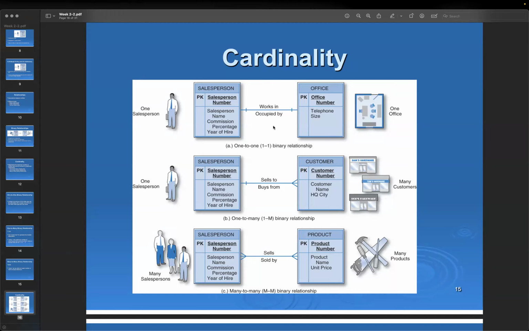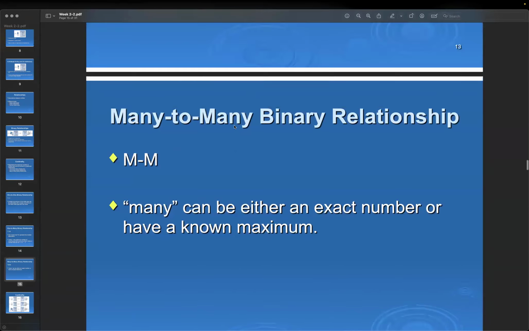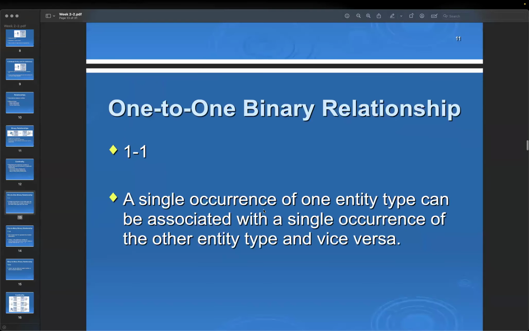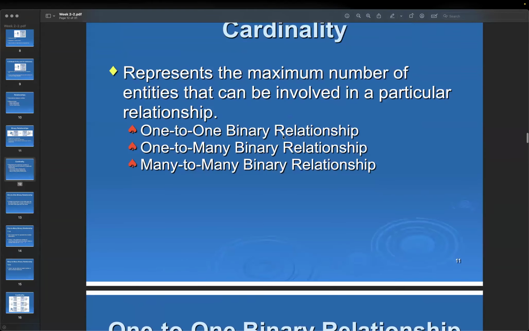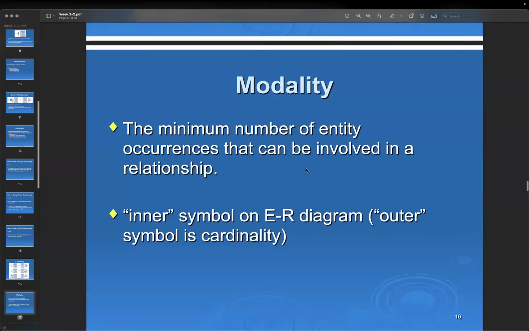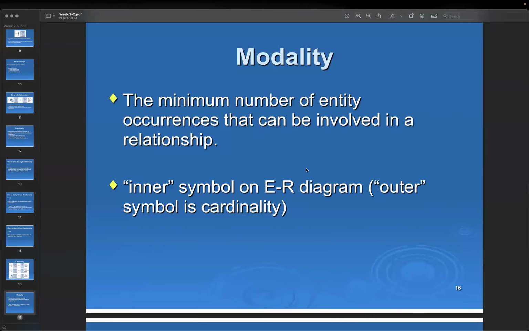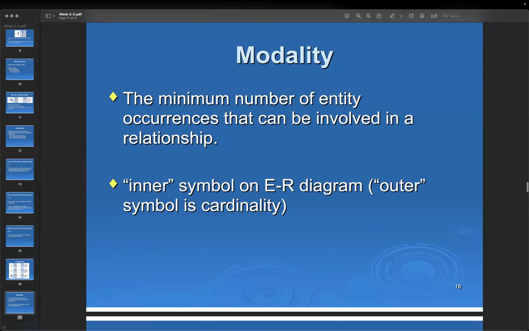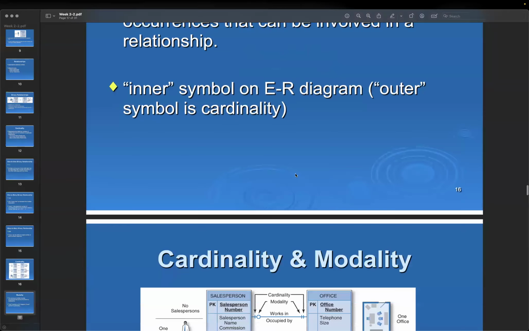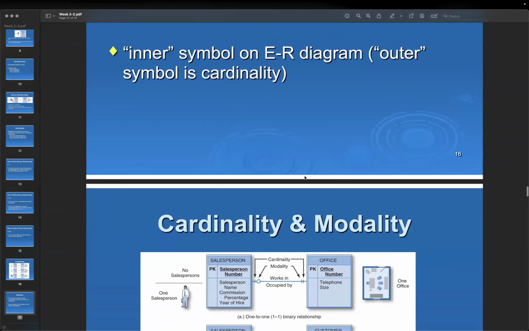So if I ask you, what's the cardinality? It's about the relationship between them right here: how many occurrences of one type, so the maximum number. And next is modality, the minimum number of entity occurrences involved. We have some symbols on the ER diagram, and some textbooks show it in this way, but we are not going to follow it.